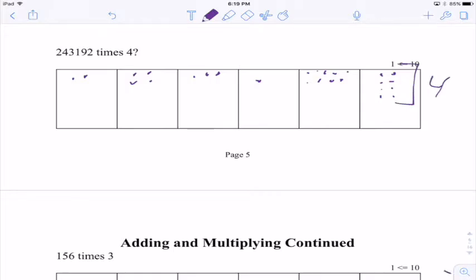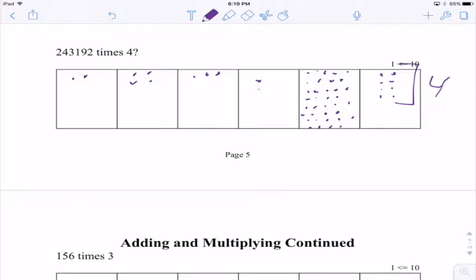Then with our 9, 1, 2, 3, 4, 5, 6, 7, 8, 9. That was 2 times now. 2, 3, 4, 5, 6, 7, 8, 9. That's 3. 1, 2, 3, 4, 5, 6, 7, 8, 9. There's a 4 times. It's a little harder to see, but it's there.